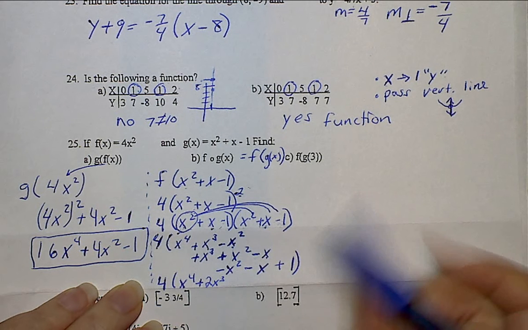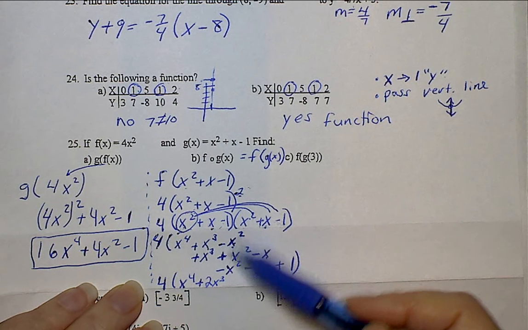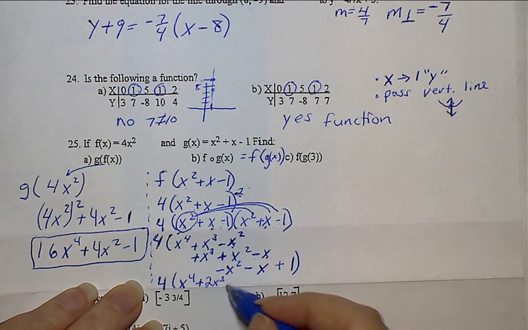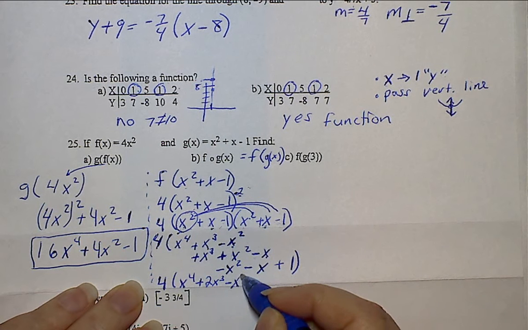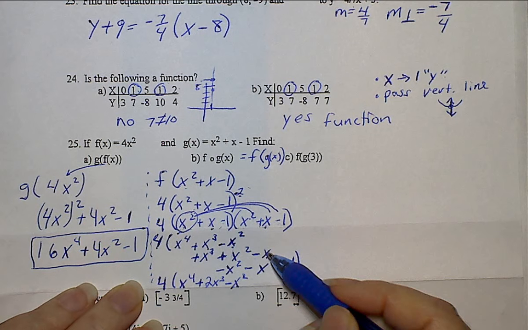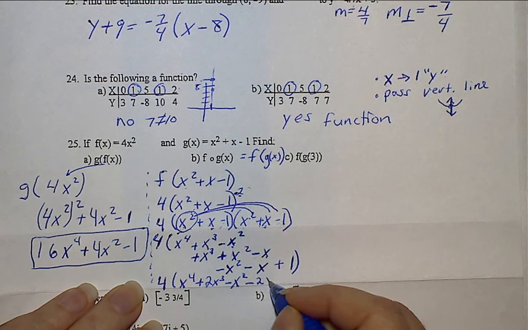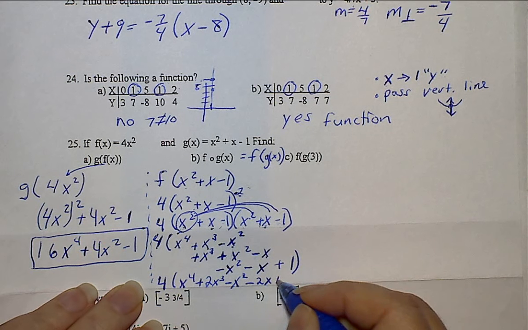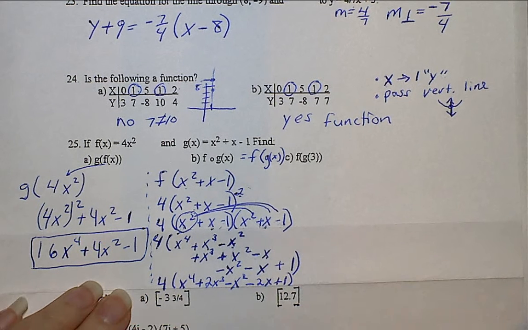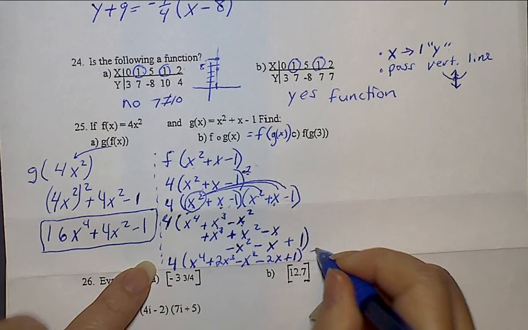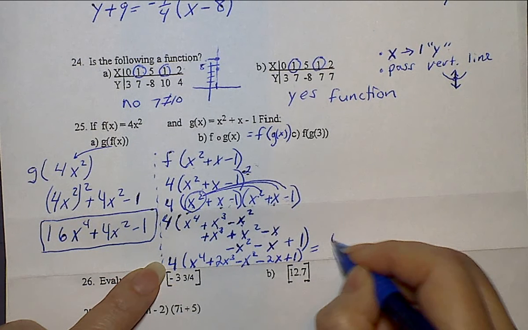The first two x squares cancel out, leaving me with just a negative x squared. Then I have a negative x, and a negative x is a negative 2x. And then bring down that 1. And my last step is to multiply the 4 through. So I have 4x to the 4th.